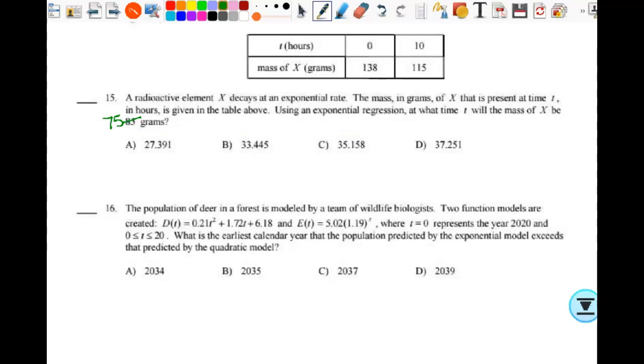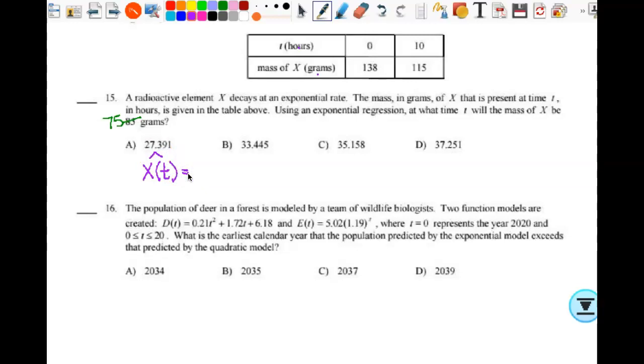All right, radioactive elements. X decays at an exponential rate. The mass in grams of X is present at time t in hours, and all that stuff is labeled up here for me. Using the exponential regression, at what time t will the mass of X be 75 grams? So the first thing I need to do is find my regression. So X of t is what I'm looking for, really X hat of t. I know it doesn't ask me to write it down necessarily, but we will.